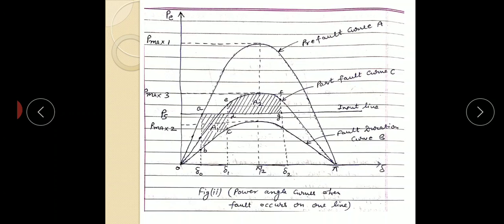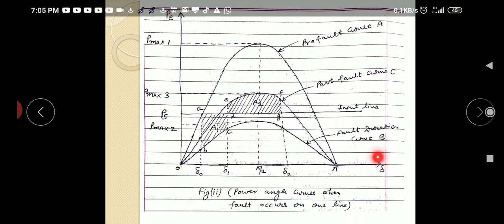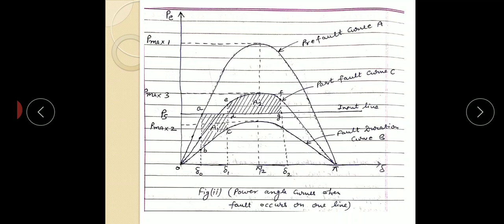Now here in figure 2, you see the power angle curves when a fault occurs on one line. The same power angle curve, P versus delta. Here three curves. Curve A, that is the pre-fault curve. Curve B, this is the fault duration curve, and this is the post-fault curve C. This is very important. Power angle curves, very important.